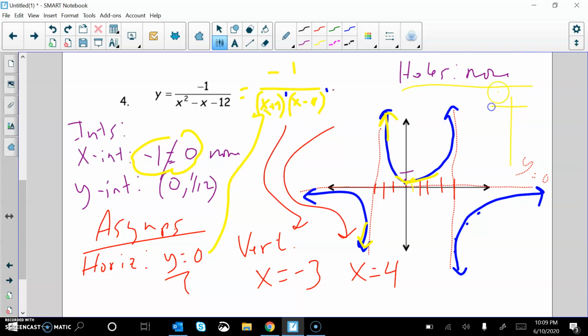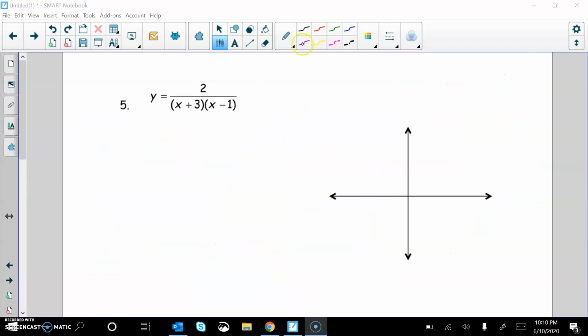And again, if you want more detail, pick some x's you're choosing, pick them all over the place, either side of the asymptotes, intercepts, calculate the y-coordinates, and plot away. So there's number 4. All right, number 5 is set up for you. Nothing factors, nothing cancels, so we'll just jump right in.